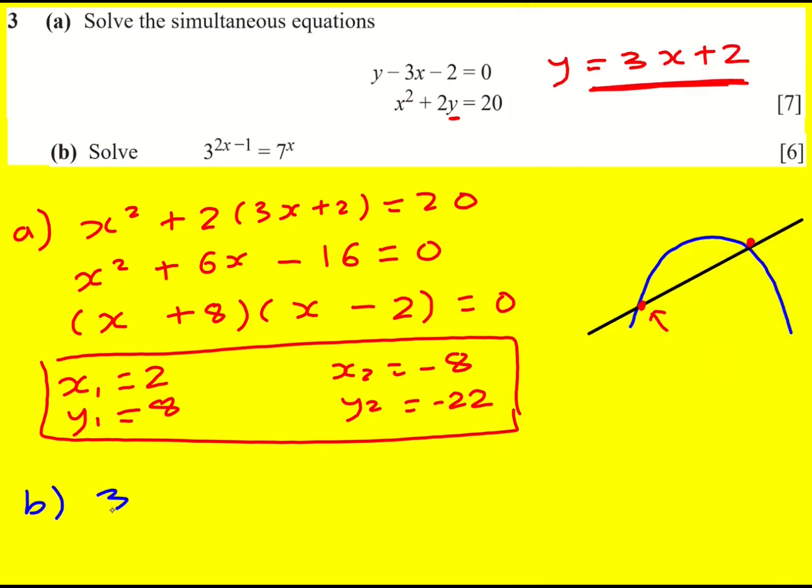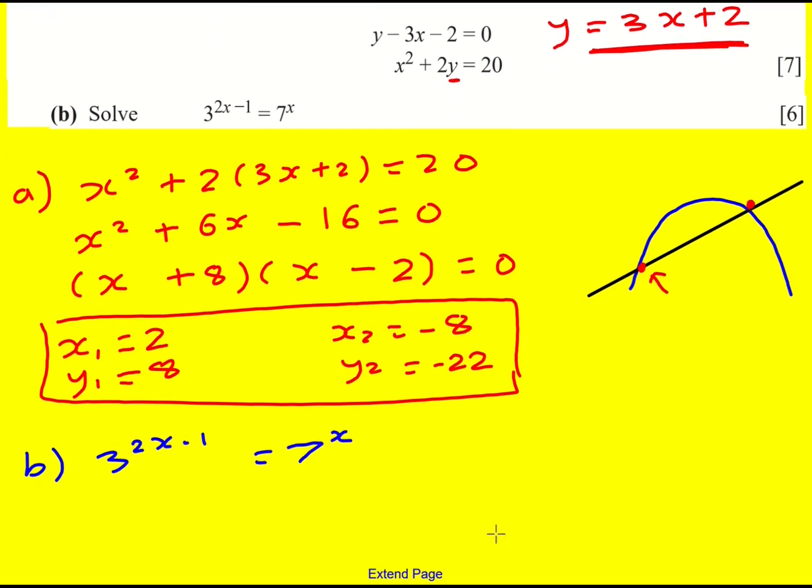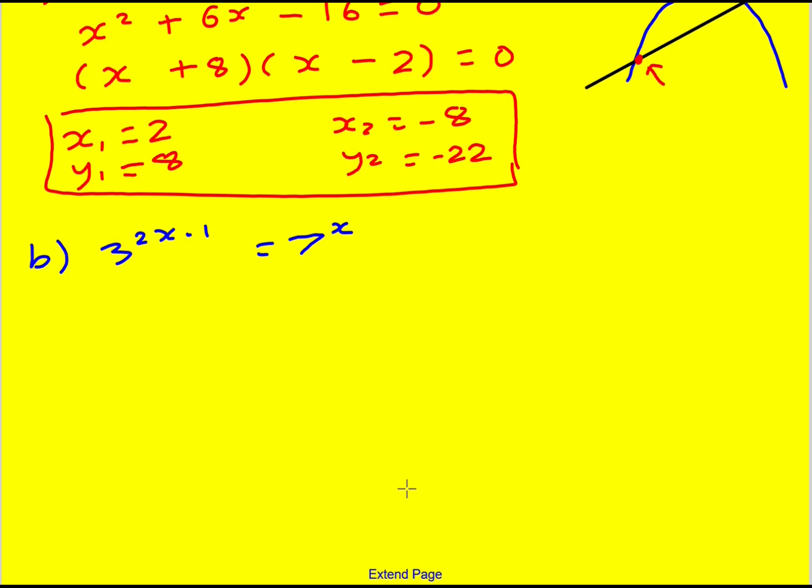B, we've got an exponential equation to solve. So we can take logs of both sides. And it's up to you what base you use. I would go with either 3 or 7. In fact, I think I'm going to go with 3 because this one's a little bit more complex. You could go with base 10, but the advantage is, well, let's do it. Log to base 3 of 3 to the 2x minus 1 equals log to base 3 of 7 to the x.